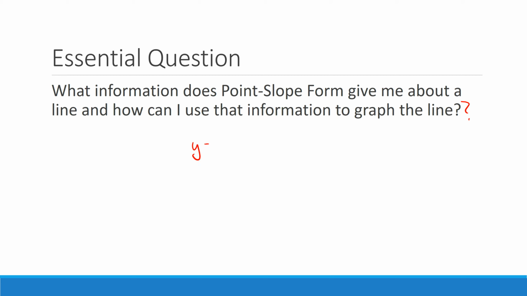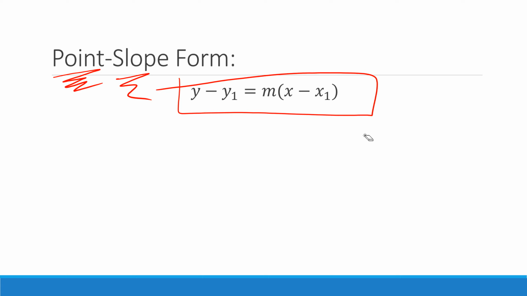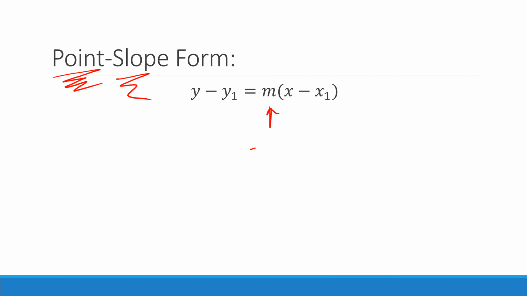Previously, we had learned about slope-intercept form, and it gave us the slope and the y-intercept. But today, point-slope form, unsurprisingly, gives us a point on the line and the slope of the line. Can you identify the slope in this equation? That's right, it's m, same as slope-intercept form. But now, instead of it being mx plus b, I have this other stuff.